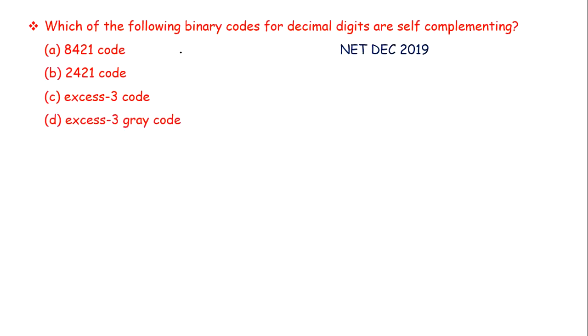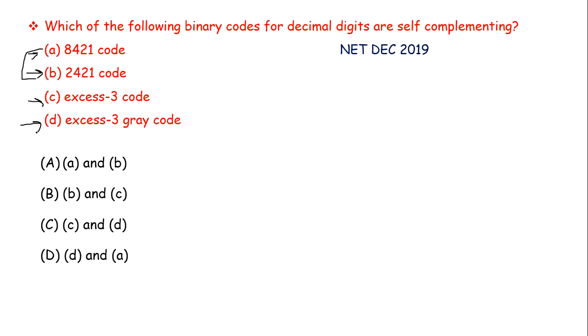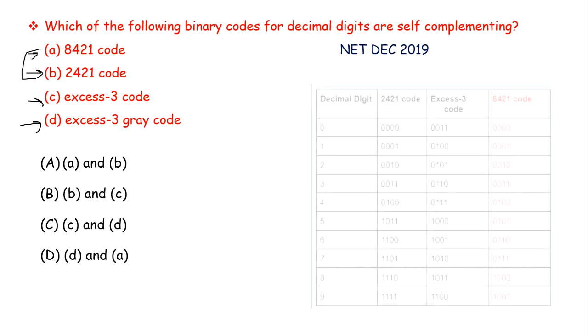Next is, which of the following binary codes for decimal digits are self-complementing codes? We are given 4 codes: 8421 code, 2421 code. Both these codes are weighted codes. Next is XS3 code and last is XS3 gray code. Now we have to tell among these 4 which ones are self-complementing codes.